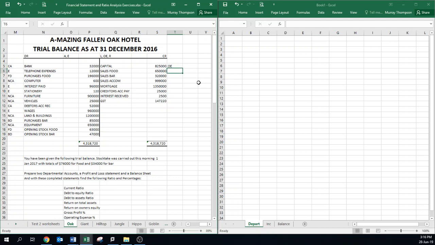Sales food, again it's food in the name, so it's going to be used in the food department. Bar sales, so it's bar department. Now we've just got sales accommodation. So this doesn't relate to any departmental account, so it's just a revenue item. Note that the last two items were also revenue items, but we will use them predominantly in the departmental account. So that's just revenue for revenue.